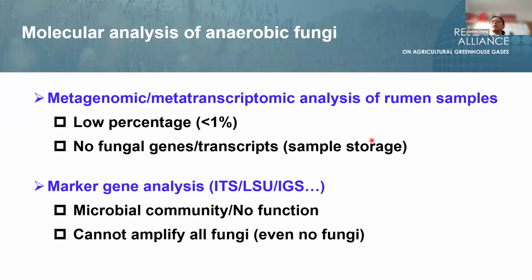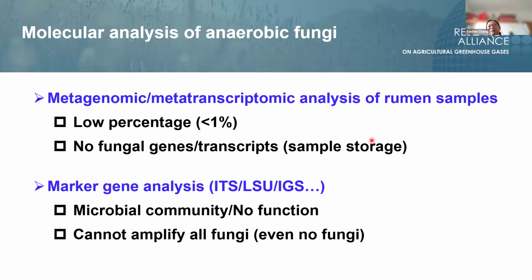And the other thing is marker gene analysis, because we know that with ITS or LSU or IGS sequencing, with those marker gene analyses, we can know some of the fungal community in the samples. However, the OTUs or ASVs are relatively lower than what we expected. And in some cases, we cannot amplify the fungal genes.